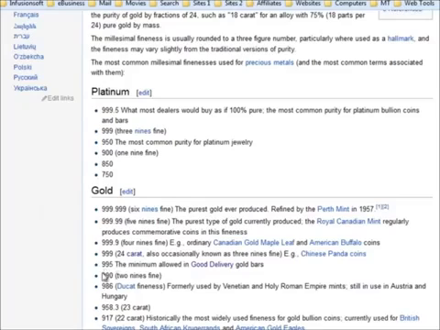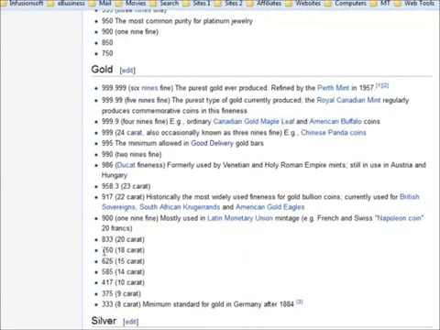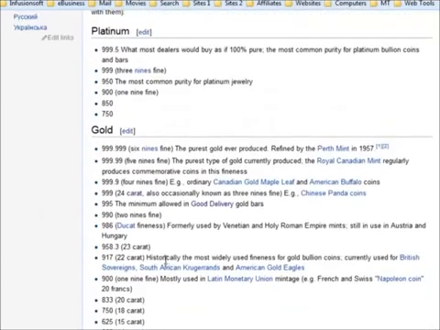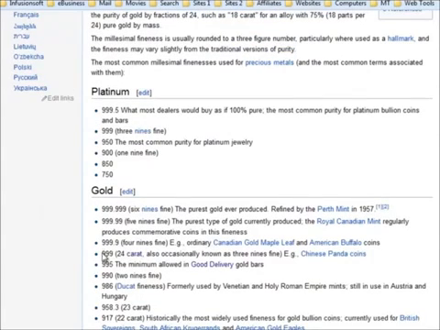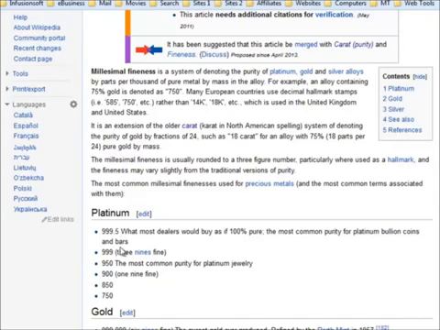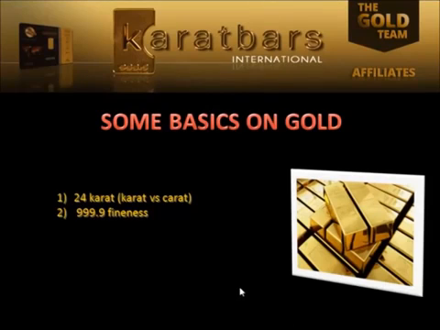And if you have a look at gold here, you can go right down. 18 carat is regarded as 750. This is 9 or 10 carats. There's 400 odd. And we're up here. Let's have a look. 999 is regarded as 24 carat. And 999.9 is what our Karatbars is manufactured to, the standard of fineness to which it's manufactured. Okay, so that's the fineness, or where you get the 999.9. It is parts per thousand. So in other words, it's 99.99% pure.